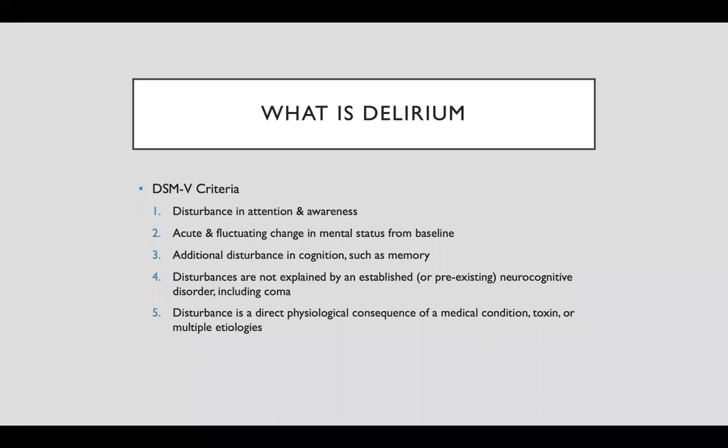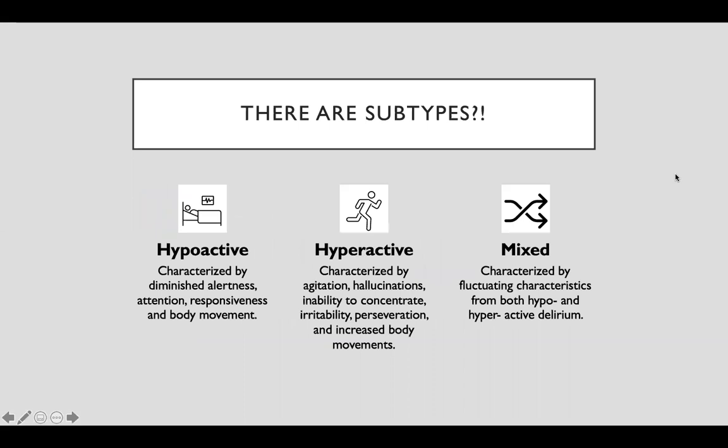The CAM-ICU is typically utilized in critical care to determine whether a patient is experiencing delirium. There are 3 subtypes. Hyperactive delirium, which is what we typically think of when we think of delirium. So these patients are the ones that are agitated, combative, they're trying to get out of bed, they're usually restrained, their speech is disorganized, and typically they're experiencing hallucinations.